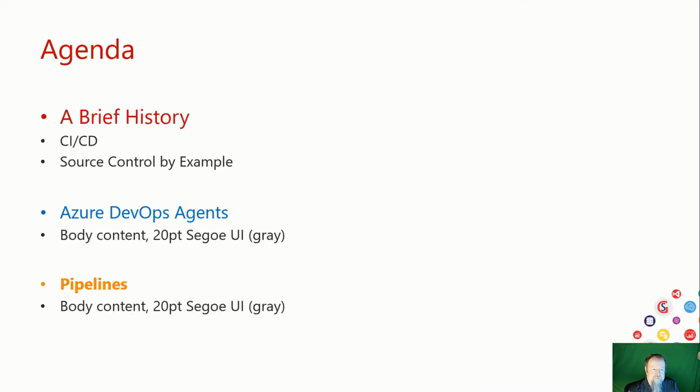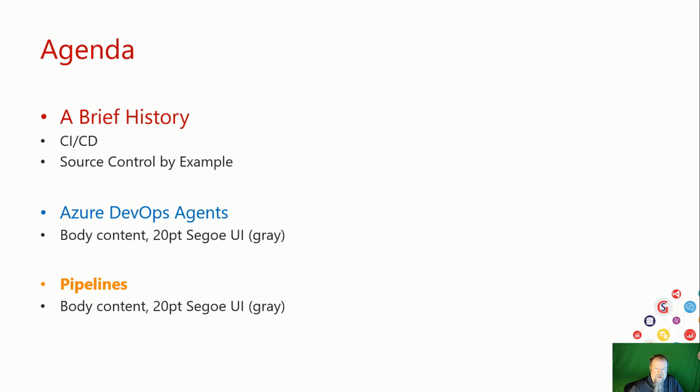Today we're going to talk about a brief history of CI/CD, continuous integration and continuous deployment. We're going to do a little bit of source control by example, and we're then going to dive in. We're going to look at Azure DevOps agents, followed by a dive into some pipelines and how they can help us with Azure DevOps and applying continuous integration to SSIS.